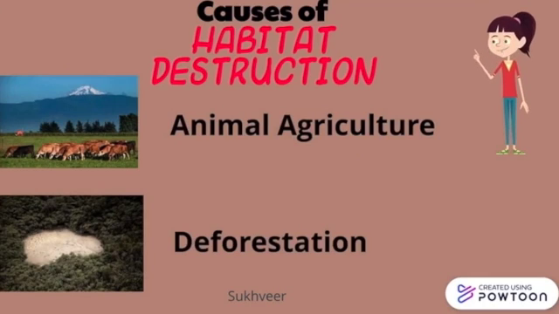Animal agriculture is one of the main causes of habitat destruction. It is when animals are raised for the purpose of animal products and recreational uses. Deforestation is another main cause of habitat destruction. Deforestation is when forests are cut down and cleared by humans in order to make room for other human activities.